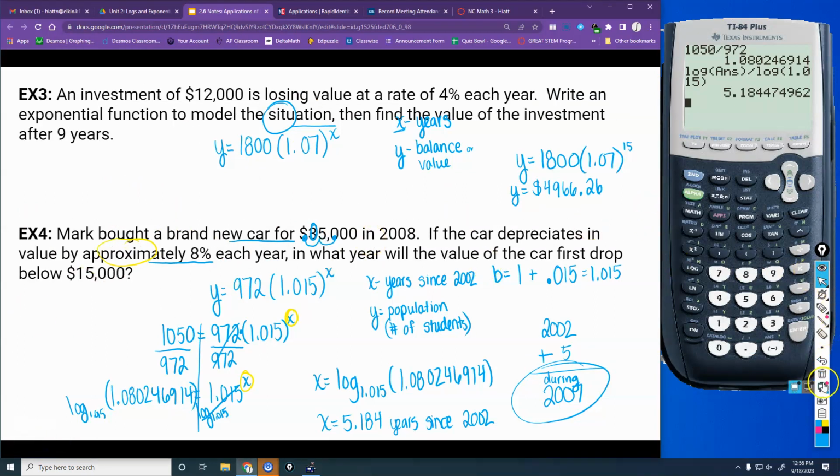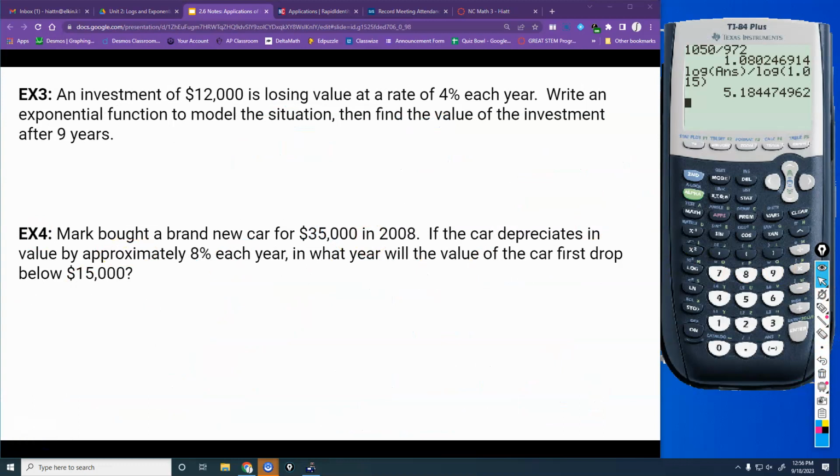Okay, now let's talk about some decay. All right, so let's say we have an investment that we have $12,000 that's losing value at a rate of 4% each year. Now, does anybody put their money in an account that they know is going to lose 4% per year? Not if you know it's going to happen, right? But what could you put your money in where it might lose 4% per year?